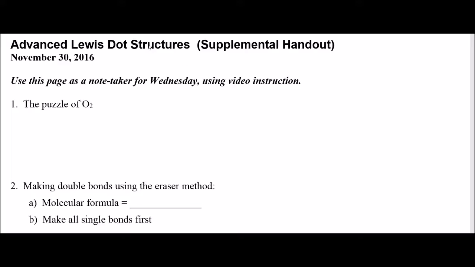Let's start this lesson off with the puzzle of O2. So O2 is a very common molecule. It's diatomic oxygen. You breathe it every day. If we try to draw a dot structure, oxygen is in column VI, which is column 6. So it gets 6 dots.